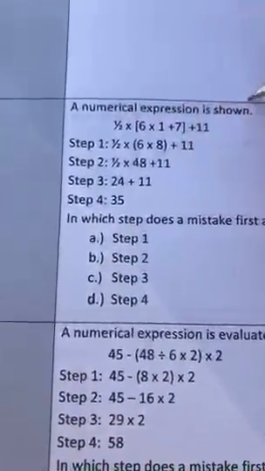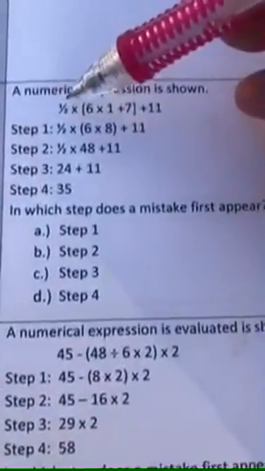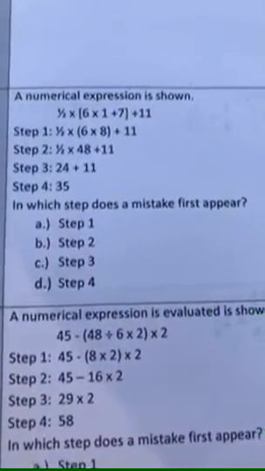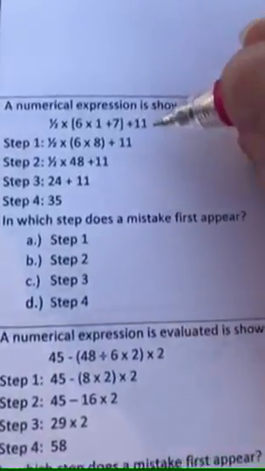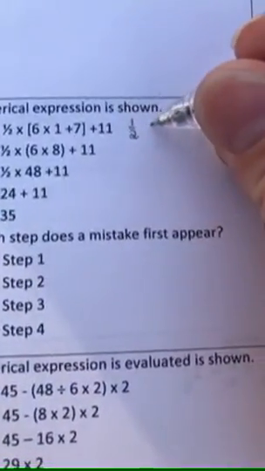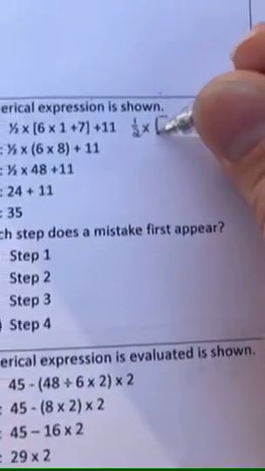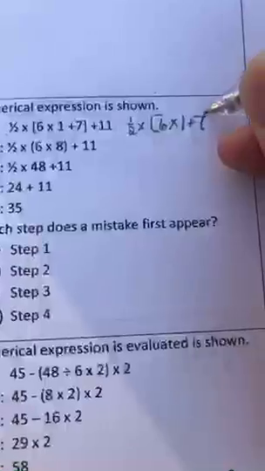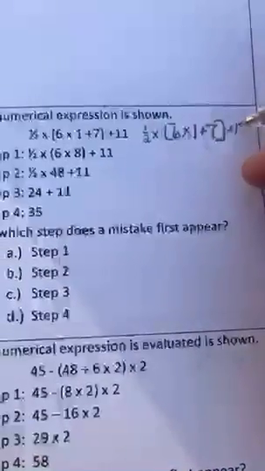It says a numerical expression is shown. So when I look at the expression, we talked about a strategy that we can use to help us solve that. And that was to rework it and work it out right beside it. So I'm just going to rewrite it so that I have that visual of step by step what it should look like. Times 1 plus 7 plus 11.